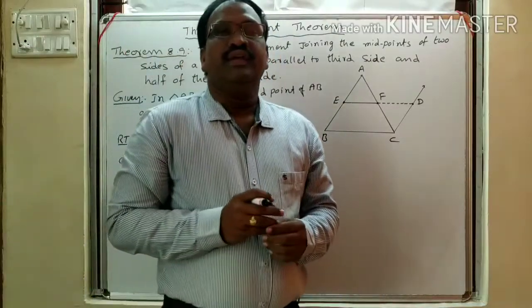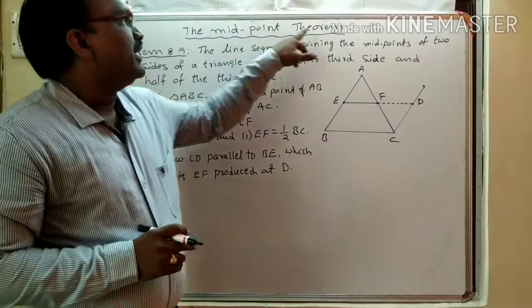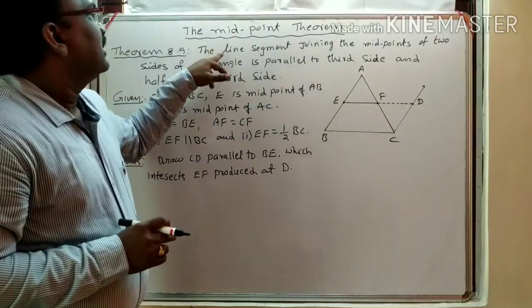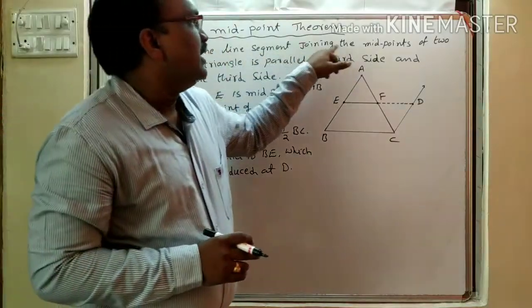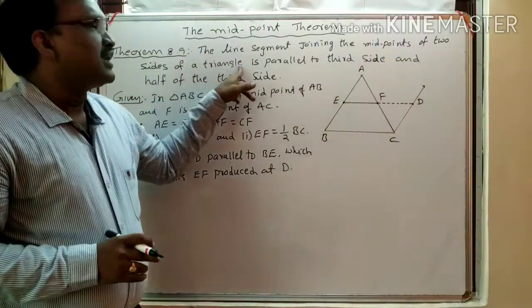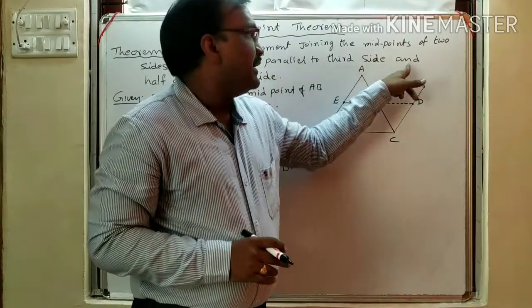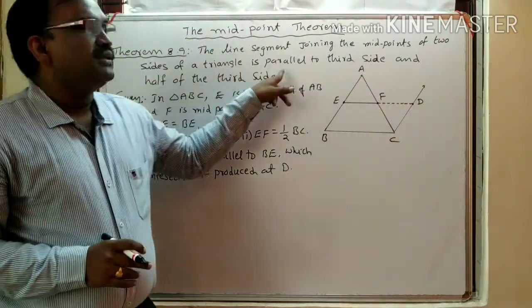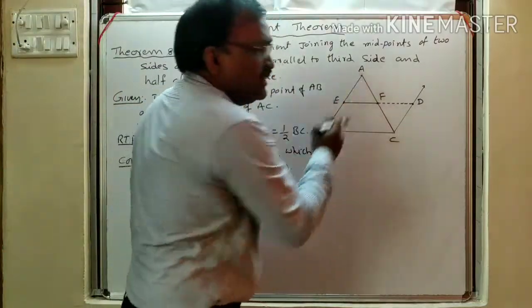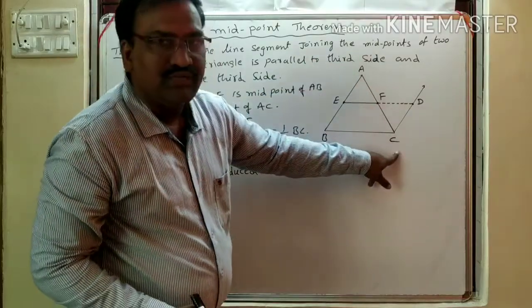Children, next very important theorem, that is the midpoint theorem. See, what is the statement? The line segment joining the midpoints of two sides of a triangle is parallel to the third side and half of the third side. See, ABC is one triangle. E is midpoint of AB, F is midpoint of AC.